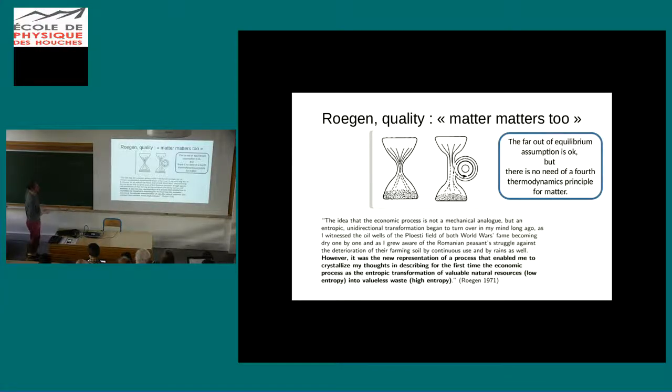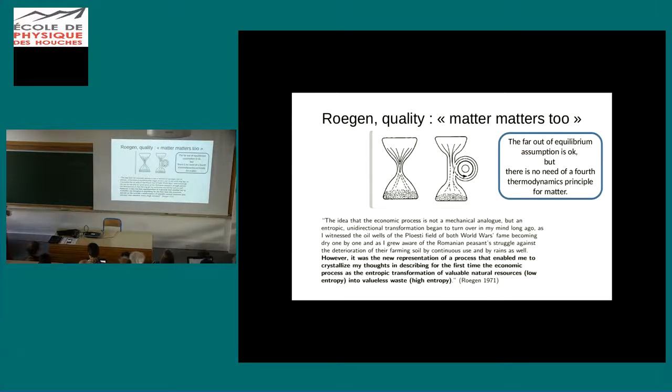Okay, the problem with Rogan is he defined a fourth law of thermodynamics, which is not a good idea, and which is supposed to describe the spreading of matter the same way that energy is spreading. But of course, matter spreads, but it spreads because it has some energy. Matter without energy does not have any reason to spread, so there is no reason to have a fourth law of thermodynamics.